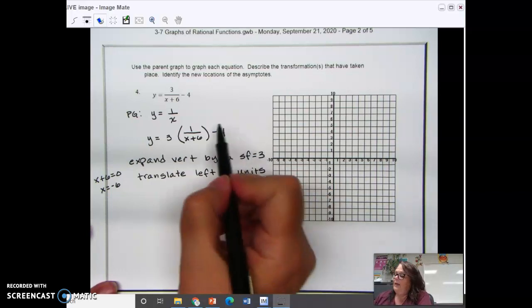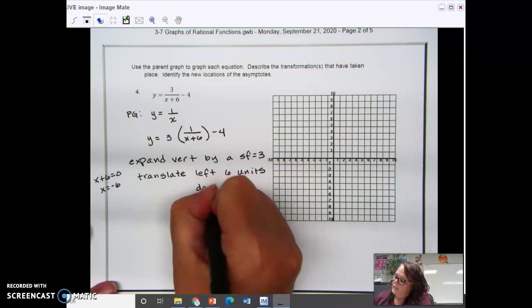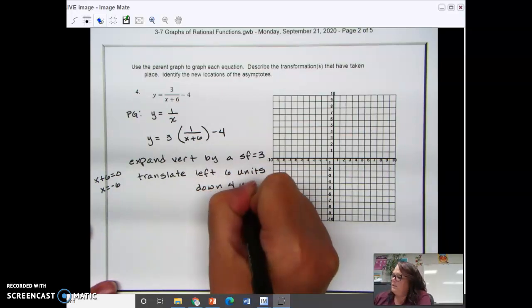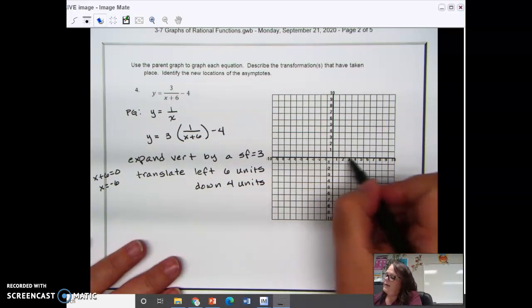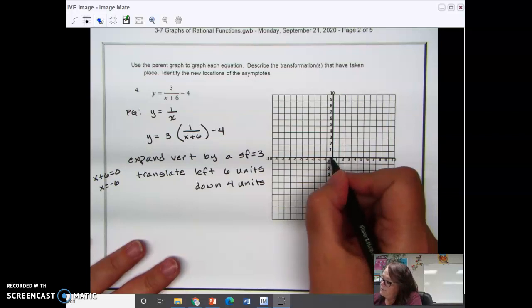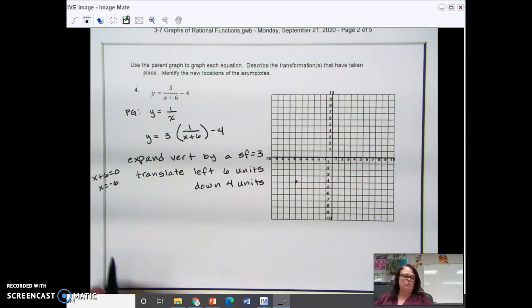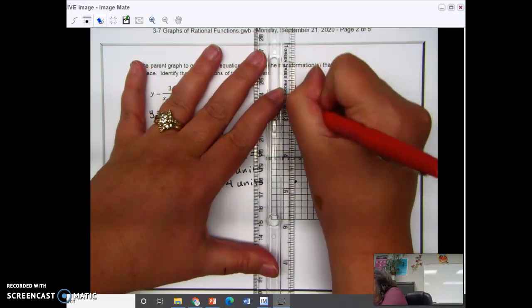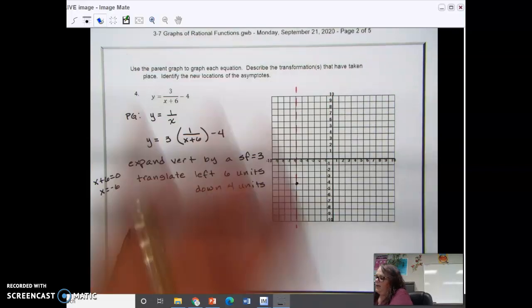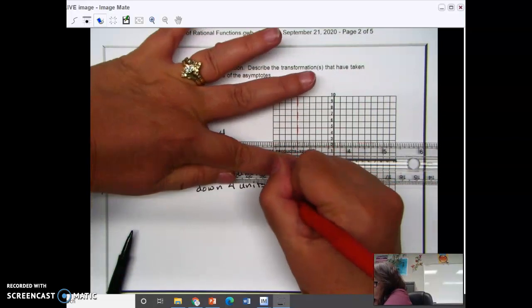Okay. And then I have this negative 4 on the outside, so that means it's a vertical change. And vertical is exactly what it looks like, and so that's going to be down 4 units. Okay, so the center of my asymptotes used to be at 0, 0. Now it's going to move to the left 6 units and down 1, 2, 3, 4 units. So this is going to be the new place where my asymptotes intersect. So I'm going to have an asymptote at x is equal to negative 6. And I'm going to have an asymptote at, let's do it this way, at y is equal to negative 4.